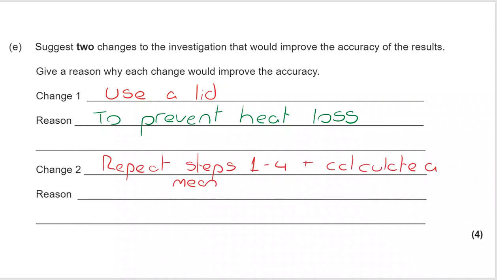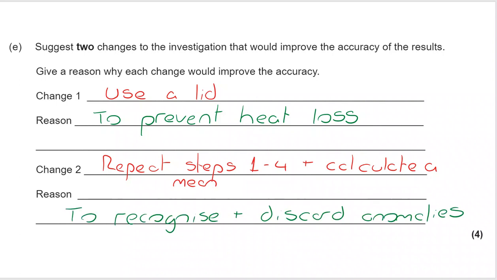But we could repeat each mass. So we could do 1 gram 3 times and then calculate a mean. Why is that an advantage? It allows us to recognise and discard anomalies.